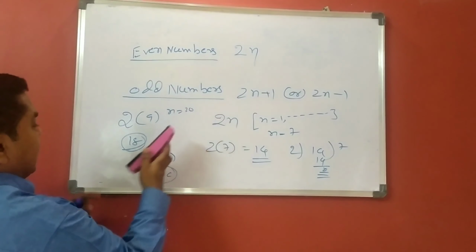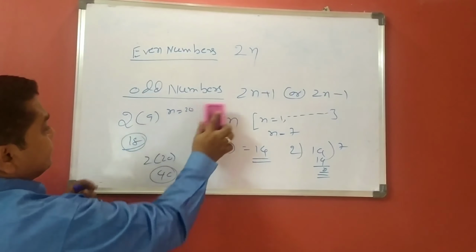But what about the odd number formula? The odd number formula is 2n plus 1 or 2n minus 1. We have to check whether it is right or wrong. Once we can check it.